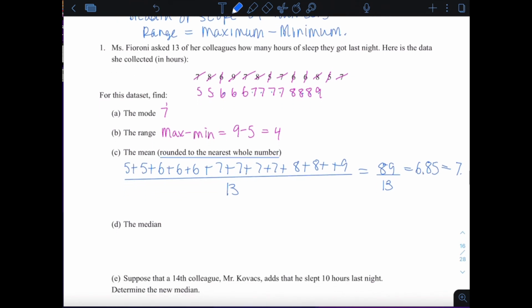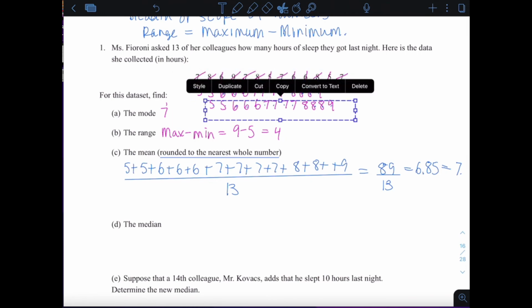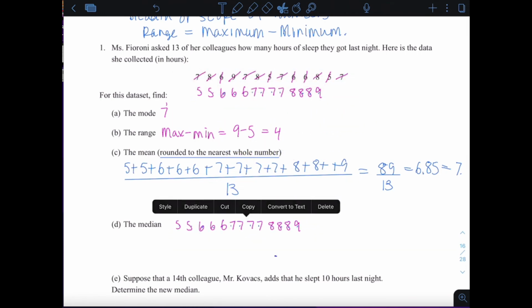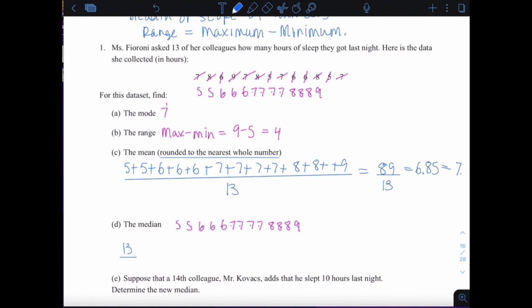Now, what is the median? Well, thankfully, I've already written this as a list in order from smallest to biggest, and since there are 13 numbers, and that's an odd number of numbers, what I'm going to do is look for the 7th number, because I know that's halfway. So I have 6 numbers here, I have 6 numbers here, and the one in the middle is the median. The median is 7.